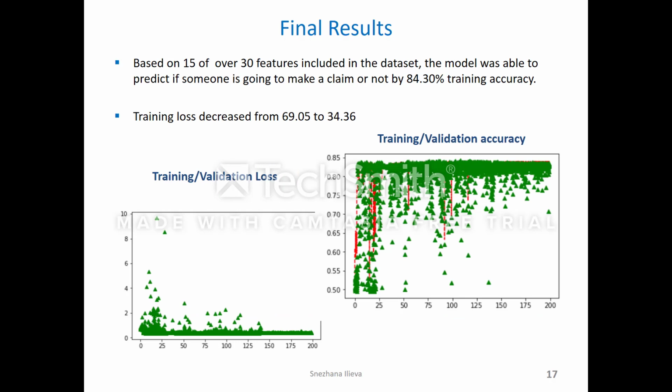An overview of the final results. For my final analysis, I chose to focus on 15 features of over 30 features included in the original dataset. The model was able to predict if someone is going to make a claim or not with 84% training and validation accuracy. Training loss decreased from 69% to 34%, and these are plots demonstrating the validation and training loss and accuracy.